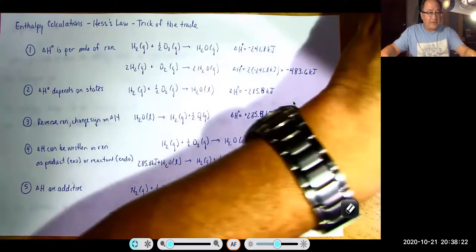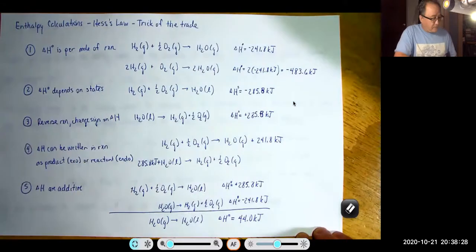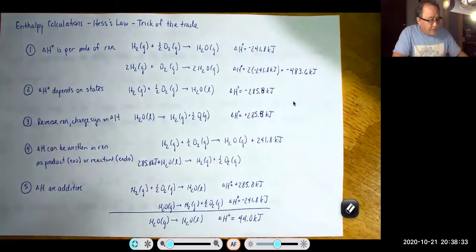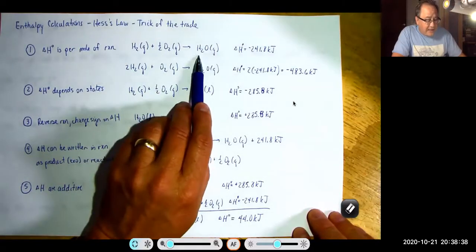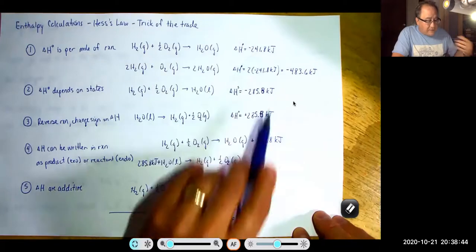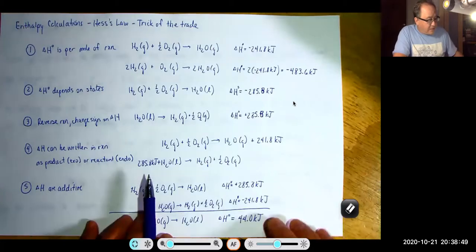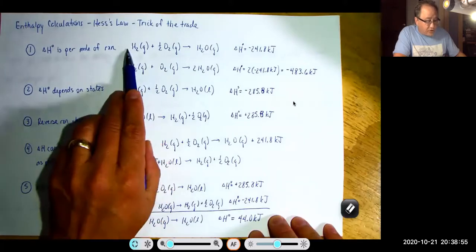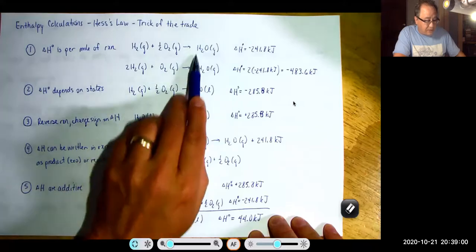Now, there are some tricks that you need to know in using Hess's law. So here are the tricks of the trade. Number 1, delta H is per mole of reaction. So we just saw this reaction previously. H2 plus 1/2 O2 gives you H2O gas, and the enthalpy change for this reaction is negative 241.8. It gives off 241.8 kilojoules. Okay, now what if I double this reaction? So I make 2 moles of H2, and I double the 1/2 and I get 1 mole of O2, and I double the H2O and I get 2 moles of H2O.